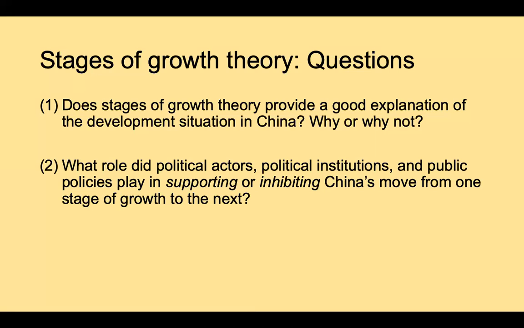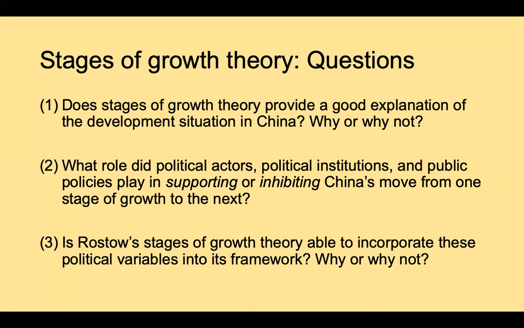And that is an example of a deliberate policy choice that might have a short-term gain in the form of rapid growth, but might inhibit China's movement to that ultimate stage of sustained consumption. But that is, of course, political. And so shedding light on the politics of this is really that component that Rostow doesn't seem to pay as much attention to. And that brings me to my final question. The question is: is Rostow's stages of growth theory able to incorporate these political variables into its framework? Why or why not? Is it sufficiently open to these kinds of political variables?